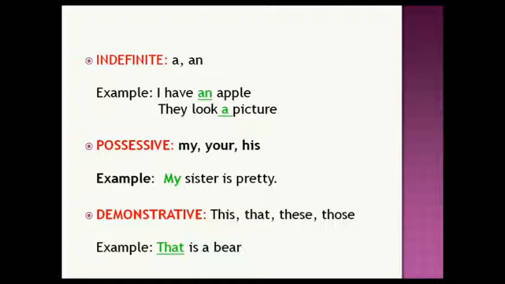Or they look at a picture. Do you remember too that an you have to use when it begins with a vowel, and a when it begins with a consonant? For example, apple begins with a vowel. For that reason I use an. Picture begins with a consonant, in this case P. For that reason I use a. So in this case, to refer to the quantity of the noun.